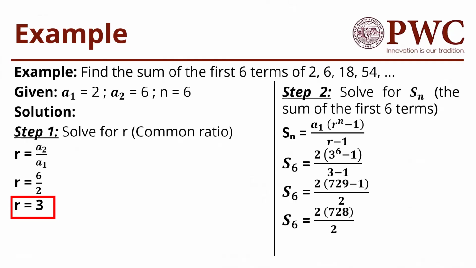So we multiply 728 by 2, then divide by 2, or really the easier way is to just divide 2 by 2, and we got 728. So the sum of the first 6 terms of the geometric sequence 2, 6, 18, and 54 is 728.